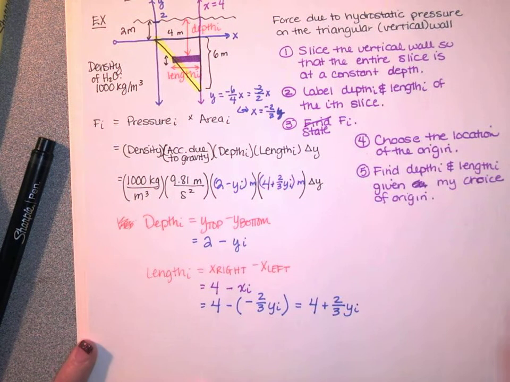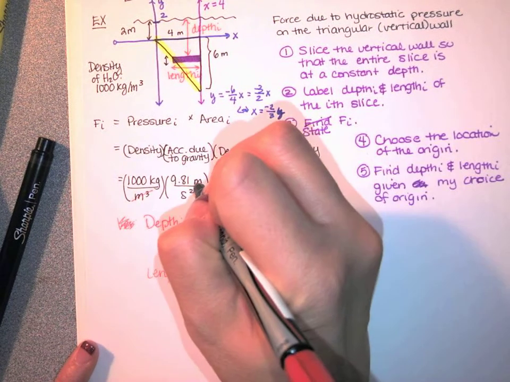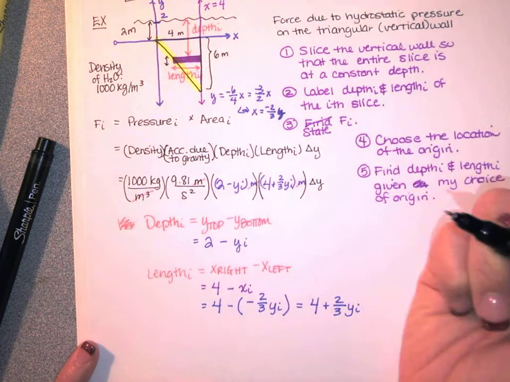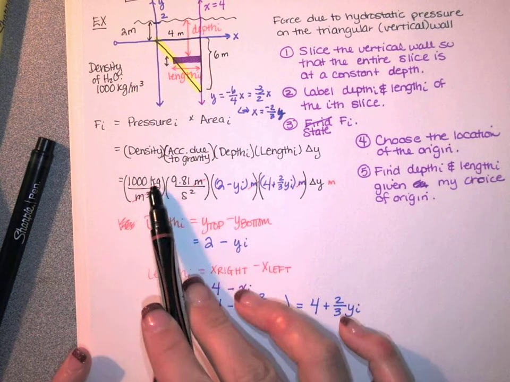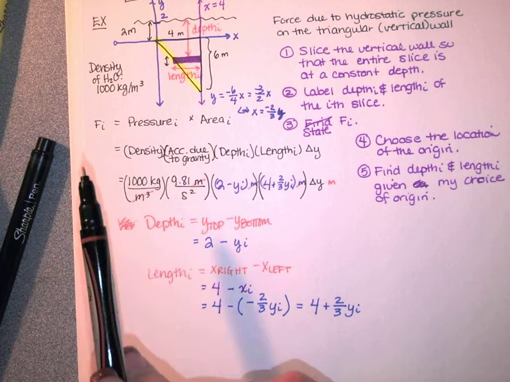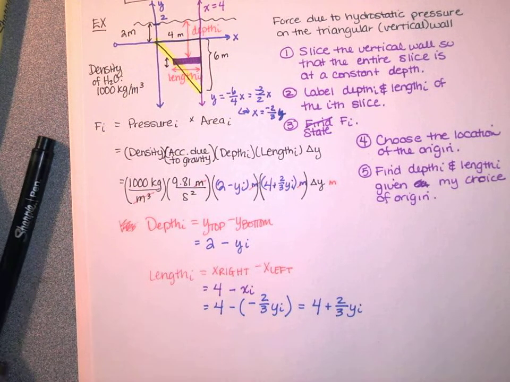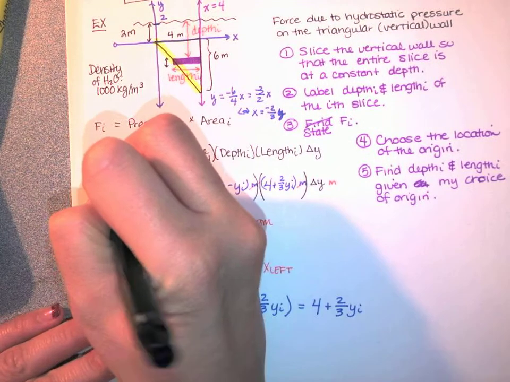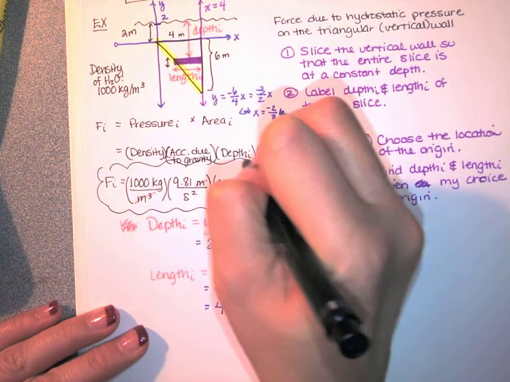That's also in meters. So I've got meters cubed canceling with these meters, and these meters. These are delta y meters. So I have a kilogram meter per second squared. That's going to be a Newton, which is good. We're trying to find force. So this right here is the force on one piece. That's how far we've gone.